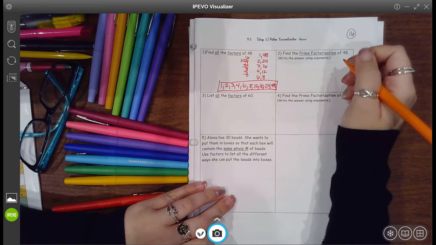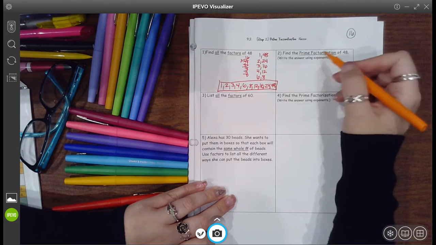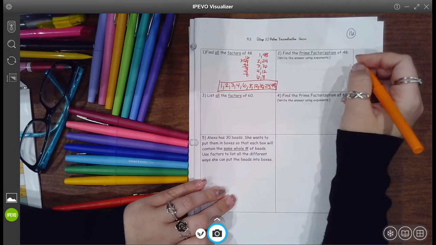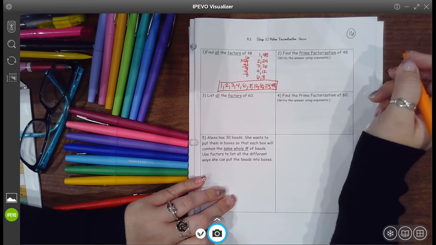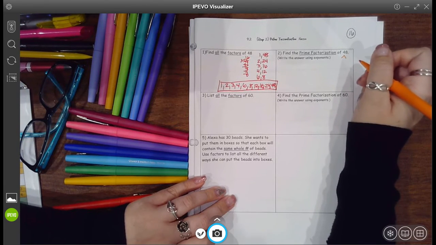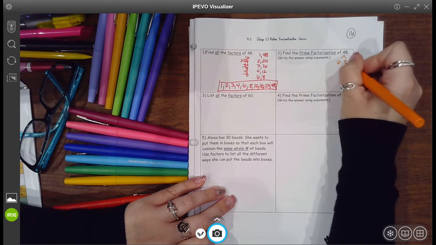All right, number 2 says this time we want to find not just all the factors, but we want to do the prime factorization of 48. So this time is when you just want the prime factors. So I think the easiest thing is let's do a factor tree. Okay, and then there's so many different ones that you could do. I like the bigger you start with, the easier. You could do 6 times 8.